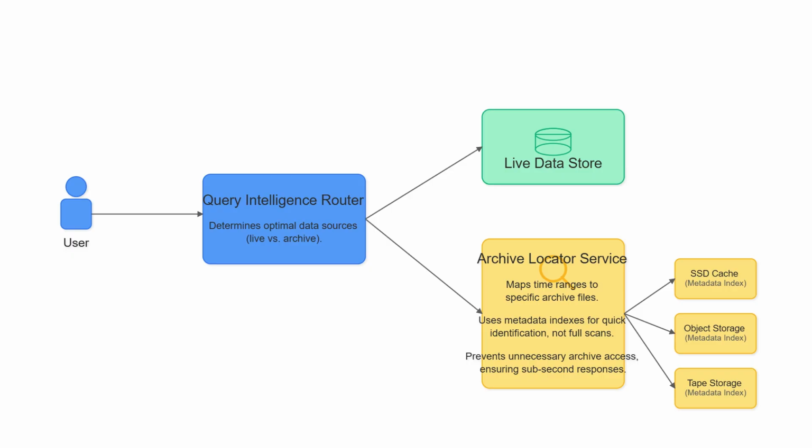Next, we have the Archive Locator service. Once the router knows it needs archive data, this service steps in. It's responsible for mapping time ranges to specific archive files across potentially different storage tiers. Think hot, warm, and cold storage. Crucially, it uses metadata indexes to quickly identify relevant archives without having to scan entire storage systems. This quick identification is vital for achieving those sub-second query response times users expect.